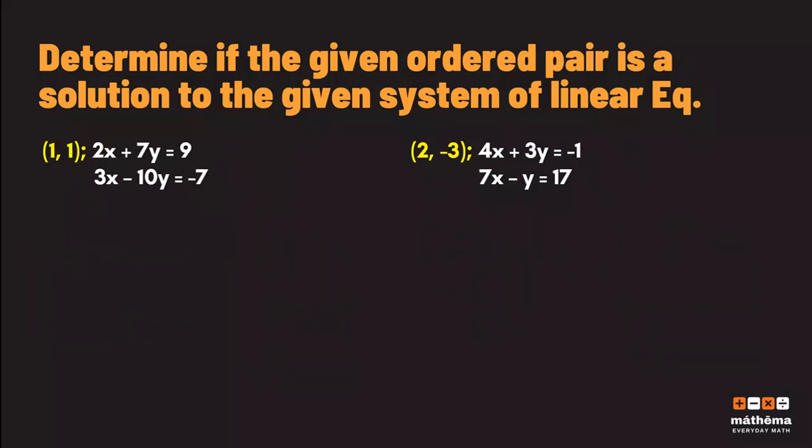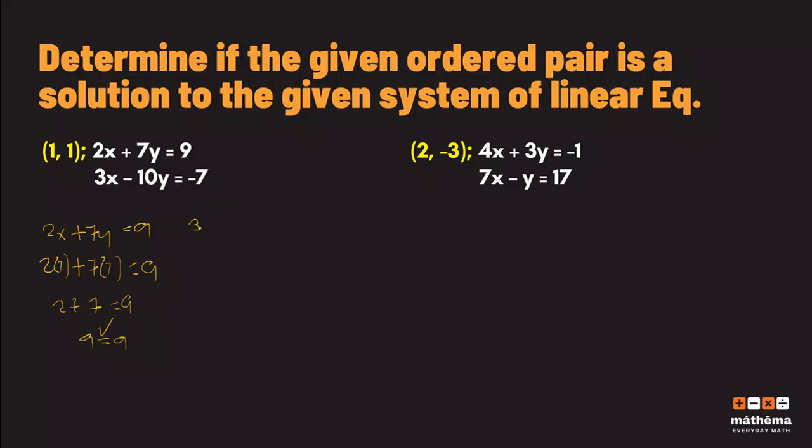Next, we'll have 2x plus 7y equals 9. Again, we're going to make use of the first equation first. So we have 2x plus 7y equals 9. X is 1 and y is 1, so we have 2 times 1 plus 7 times 1 equals 9. 2 times 1 is 2, 7 times 1 is 7. 7 plus 2 will give us 9 equals 9. So that is correct. What about the second one?